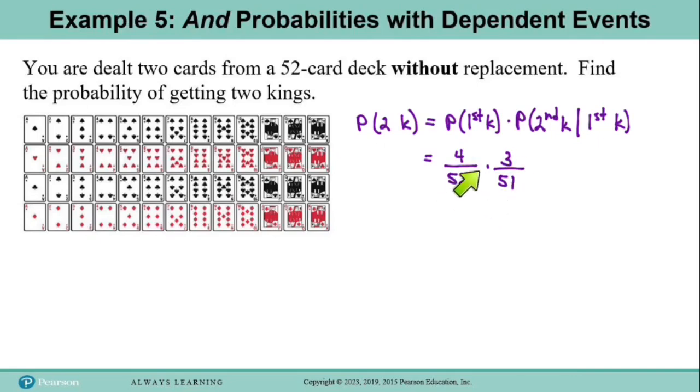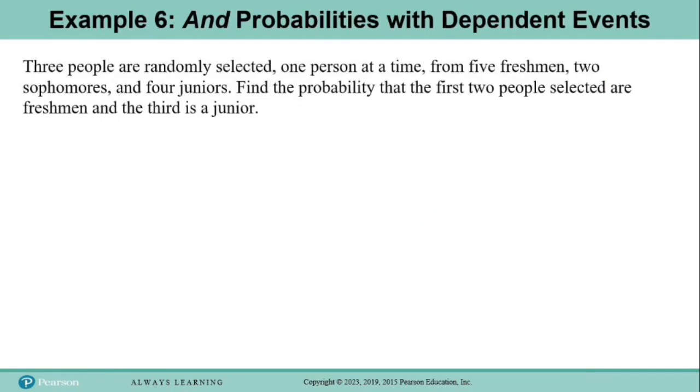And this would give us a decimal approximation of 0.005. And here is example 6. 3 people are randomly selected, 1 person at a time, from 5 freshmen, 2 sophomores, and 4 juniors. Find the probability that the first 2 people selected are freshmen and the third is a junior.